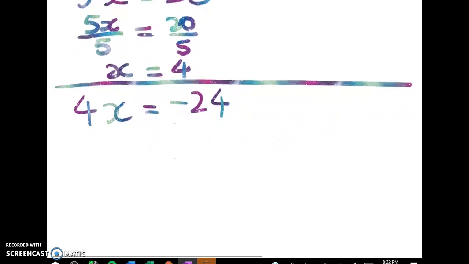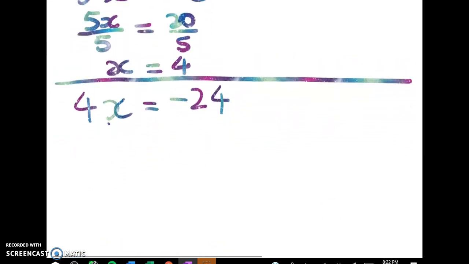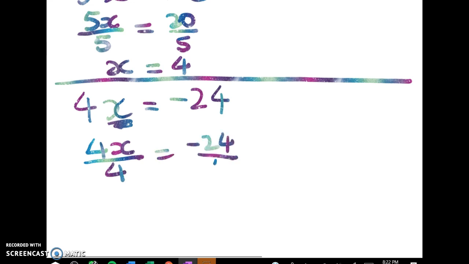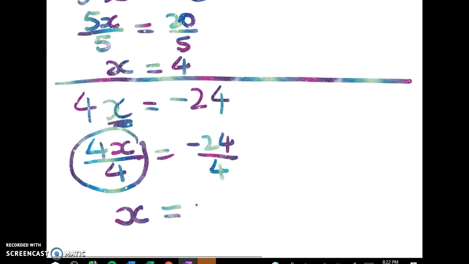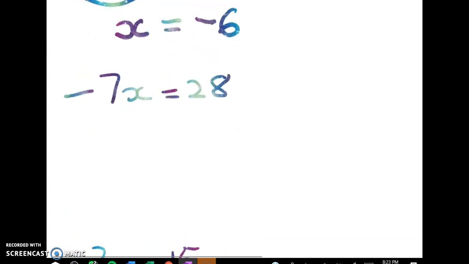We're going to do the same thing with this next one. We've got 4 times a number is equal to negative 24. So we're going to write this: 4x divided by 4 is equal to negative 24 divided by 4. So on the left-hand side, 4 divided by 4 is 1, so I've just got 1x or x. Here, negative 24 divided by 4 will give me negative 6, a negative over a positive. Here's the next one. You try this one. Pause the video and have a go at writing down your working.